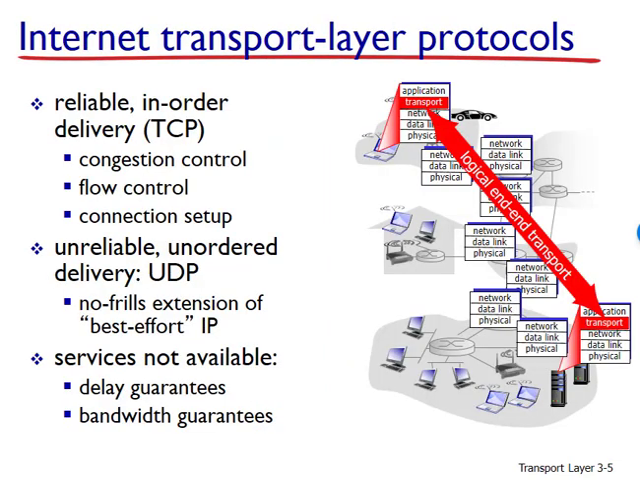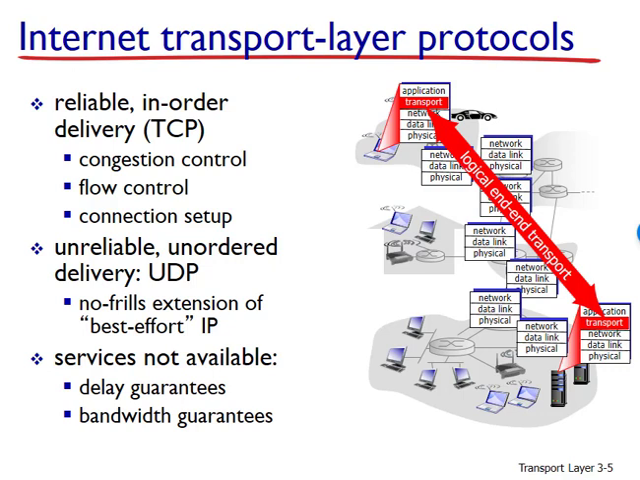The services that a transport layer protocol can provide are often constrained by the service model of the underlying network layer protocol. If the network layer protocol cannot provide delay or bandwidth guarantees for transport layer segments sent between hosts, then the transport layer protocol cannot provide delay or bandwidth guarantees to the application messages sent between processes.